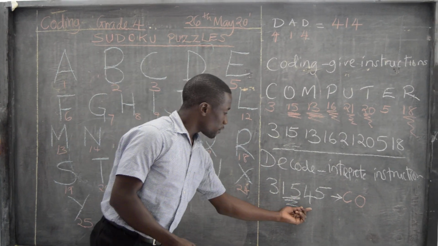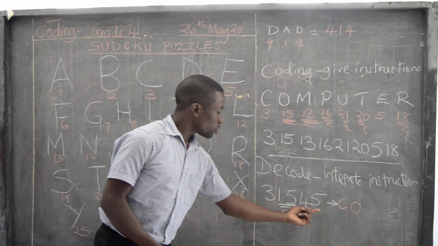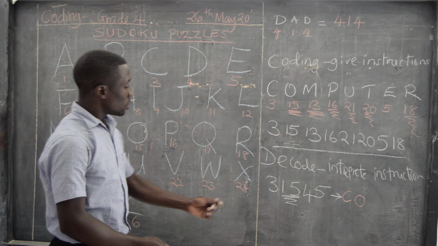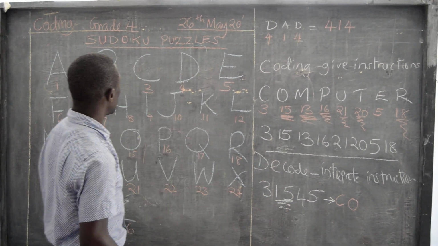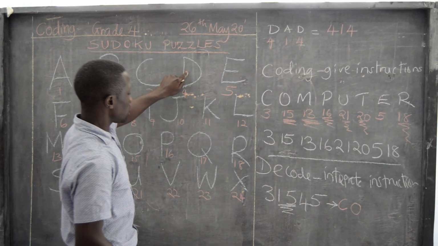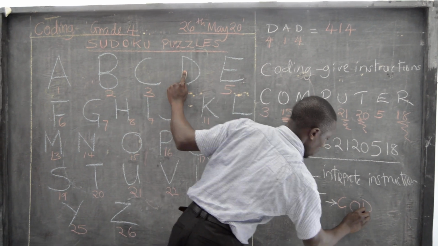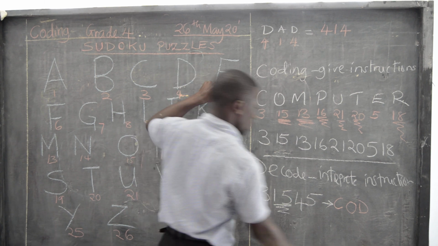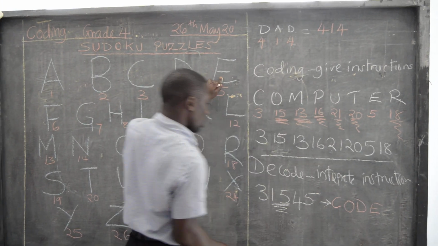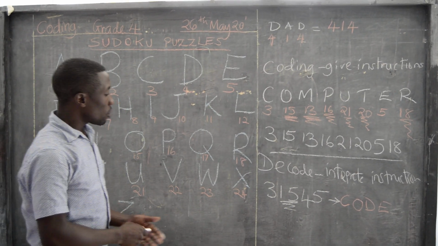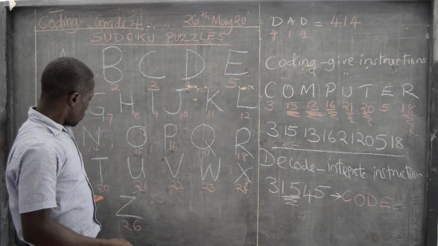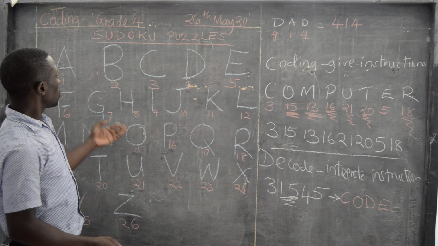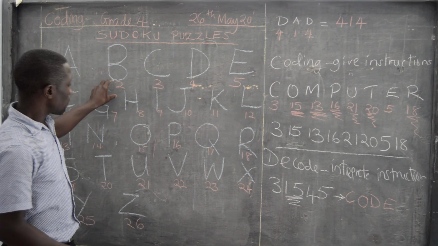Then we have 4, then 5. It's not 45. It's 3, 15, 4, 5. So we look at 4. Where's our 4? 4 is here, represented by letter D. So we write D, and then 5 is here, represented by letter E. So we get the word code. Whenever we're decoding, we are using the values to get the letters. Whenever we are coding, we're using the letters to get the values.